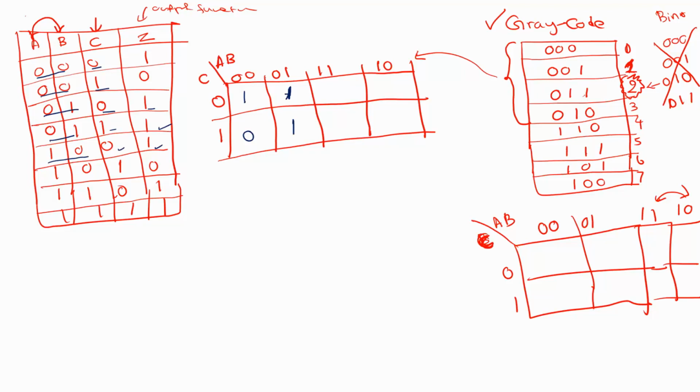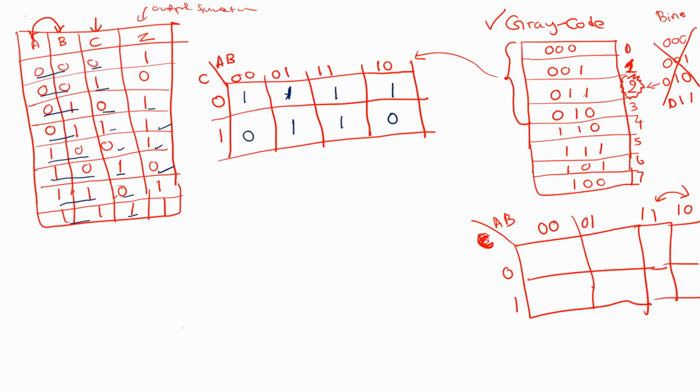1 0 means this side. 1 0 0 1 means 1. 1 0 1 means 0. And here 1 1 0. 1 1 0 means 1. 1 1 1 means 1. Okay. Right. Right. So you can circle now.